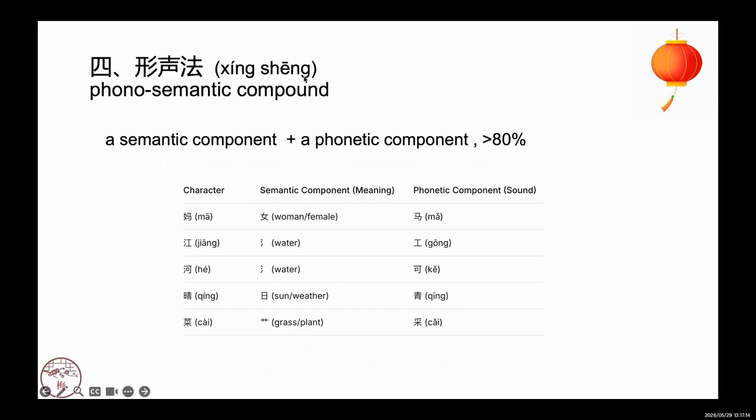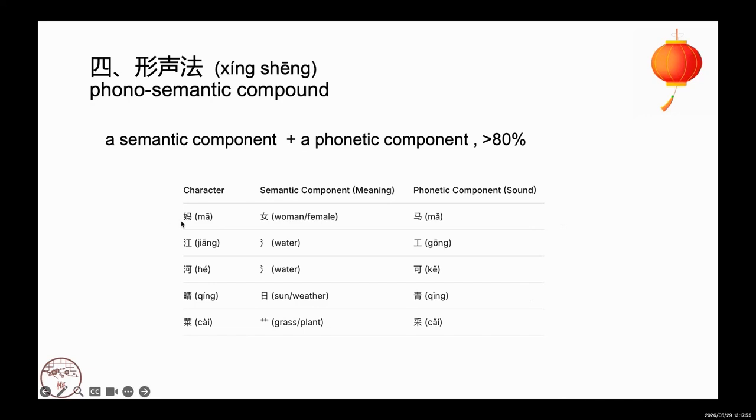The last method is 形声法, 形声 phonosemantic compounds. Literally, we can conclude that in this method, the character usually contains a semantic part and a phonetic part. Phonetic part is for the sound. Semantic part is for the meaning. Actually, in Chinese language, more than 80% of the characters belong to this method, 形声法. So below are the examples.